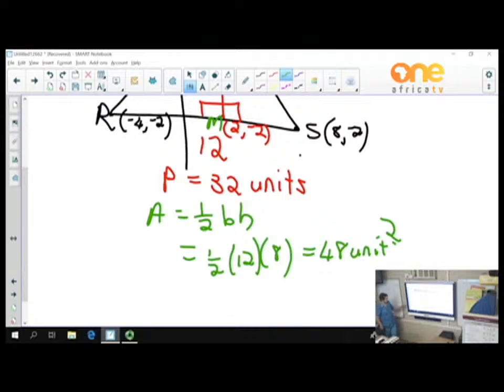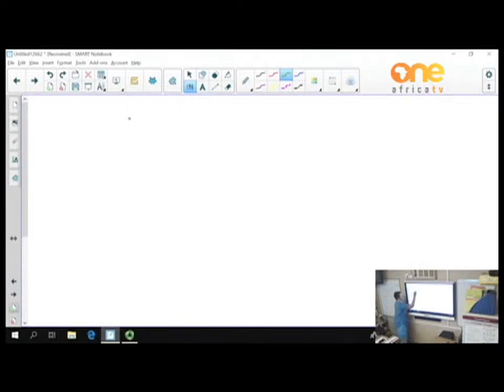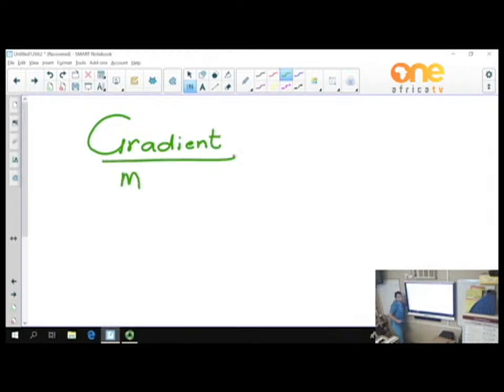Okay, so today we come now to the third formula that we need to know, and this is the gradient. And we know that the gradient is M. M is your gradient, and the gradient plays an extremely important role. We're going to do a lot, eventually calculus is all about the gradient, so that's what we're going to do.